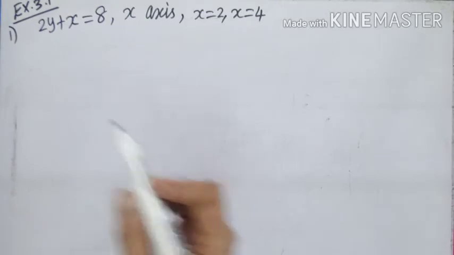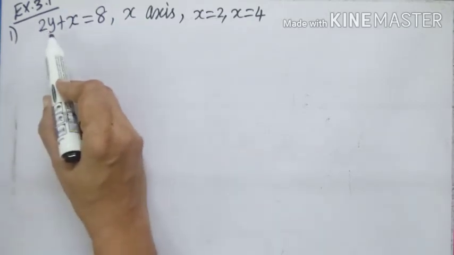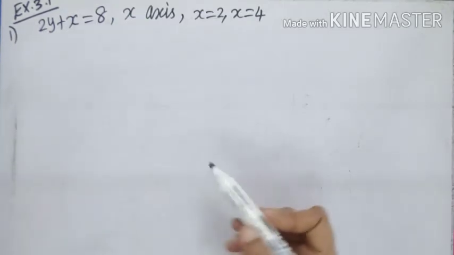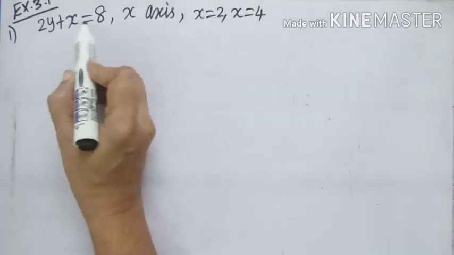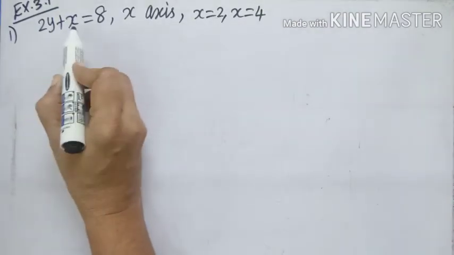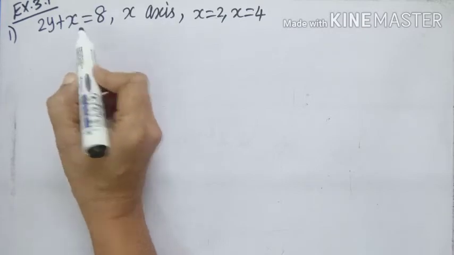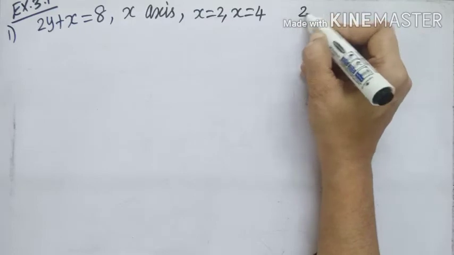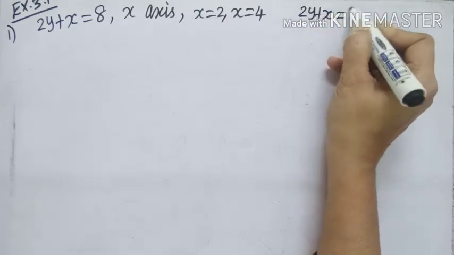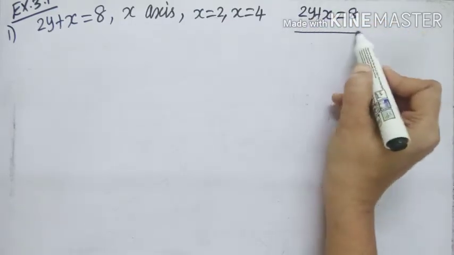Exercise 3.1, question number 1. 2y plus x equal to 8. Before starting, let us draw this line and check whether it is above or below the x-axis for these limits. So how will you draw? It is 2y plus x equals 8.